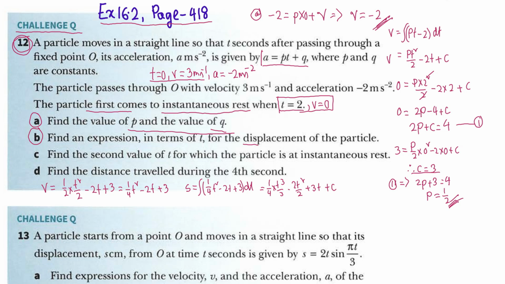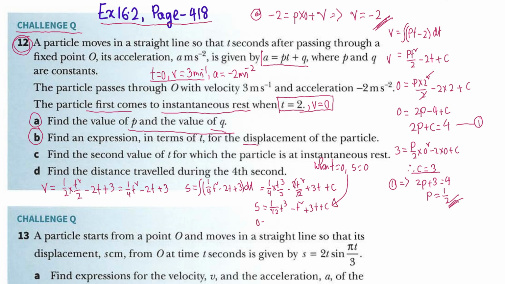So we can write it 1 by 4, 1 by 12 t to the power 3 minus, we can cut out this, t square plus 3t plus c. This is the displacement expression, but we need to find out the value of c. It is written here, it started passing through the fixed point 2. It means that when t equals to 0, s is also 0. So let me put this value in the expression.